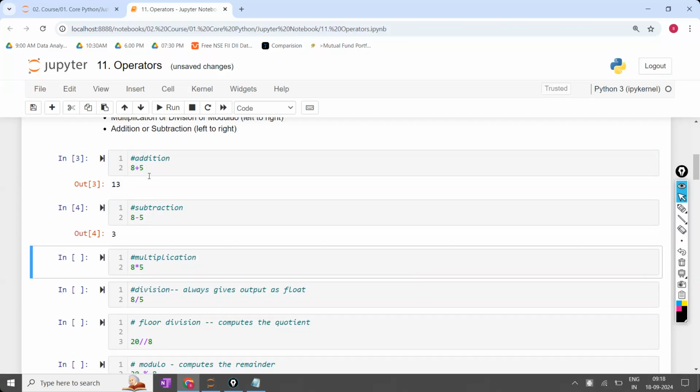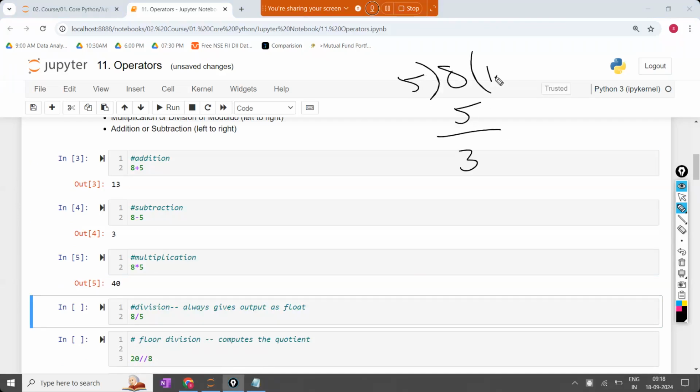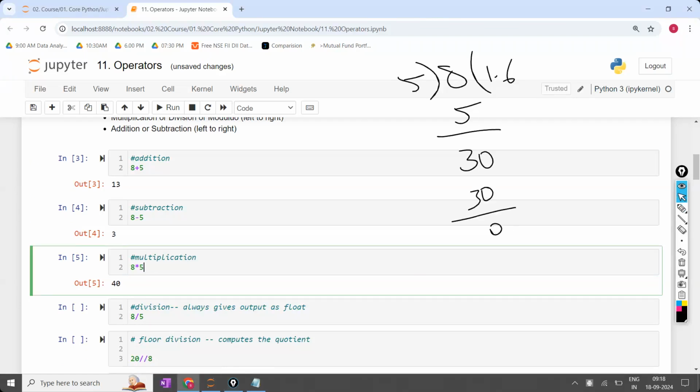Now, what is it? 3. So the plus symbol everyone knows, the minus symbol also everyone knows. 8 into 5, that is 40. 8 divided by 5, this one also everyone knows. That is nothing but 8 divided by 5: 1 time 5, remainder is 3, then dot 0 makes 30, 6 times 5 is 30, remainder 0. So the answer is 1.6. 8 divided by 5 means it is 1.6, as everyone knows.